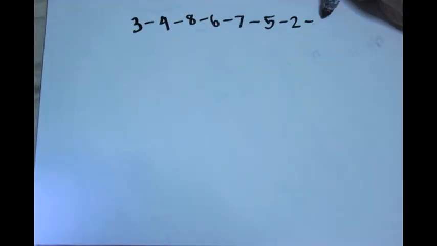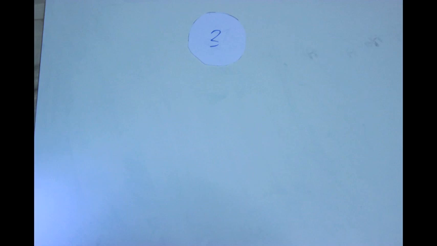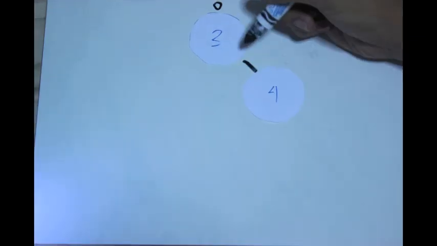Let's look at this example. Given the following nodes, perform insertion and rotation and balance the tree. First, we insert 3 and check its balance factor. Since it has no child, its balance factor is equal to 0. Next, insert 4. Since 4 is greater than 3, we put it on the right subtree.